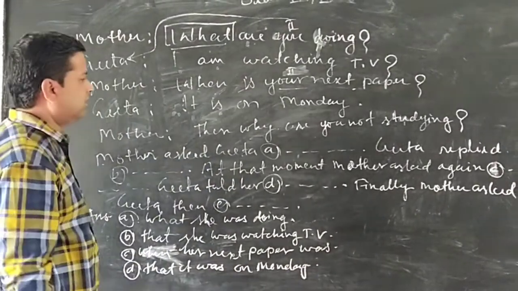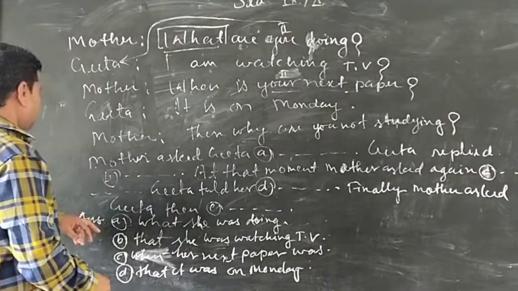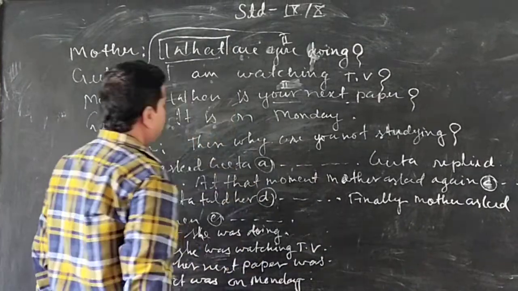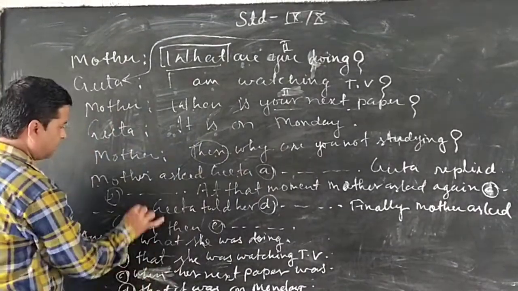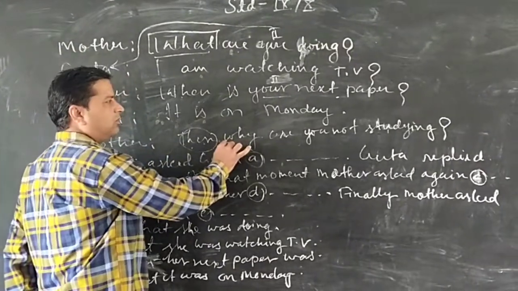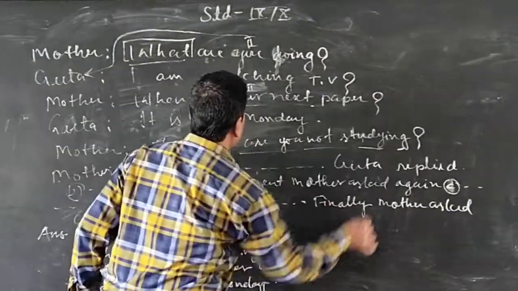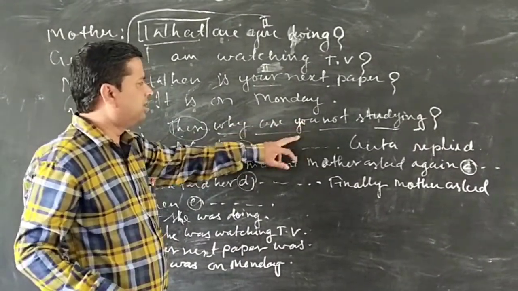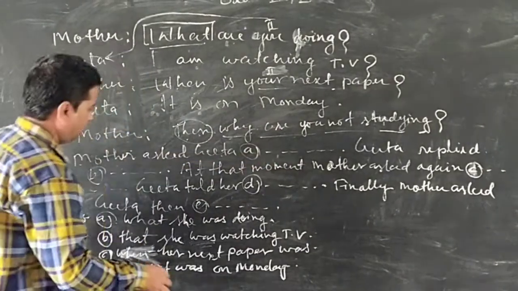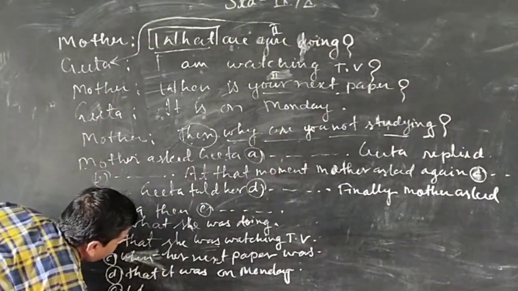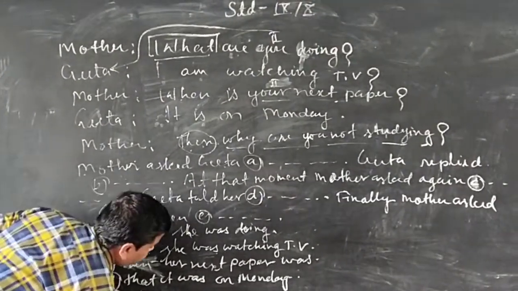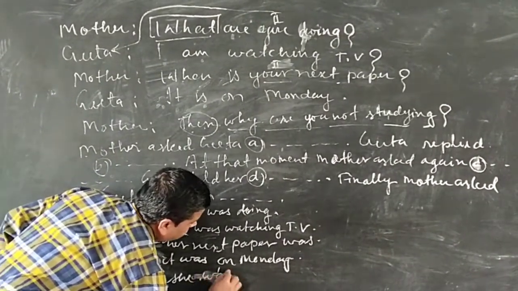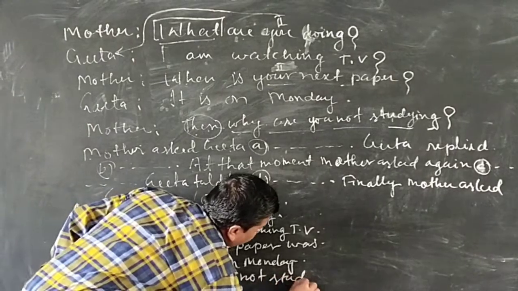Monday. Now finally, mother asked Geeta then. Where then is used as a connector, you do not have to write it, as the then has already been used here. You have to convert only this sentence into indirect speech. So why will be the connector. You will be changed into she, and are will change into was. So your sentence will be: why she was not studying.